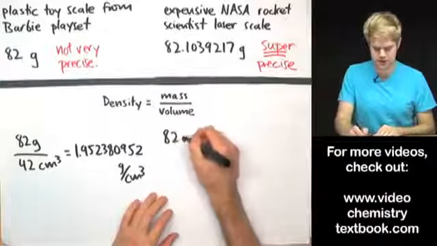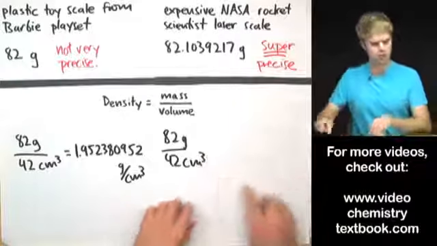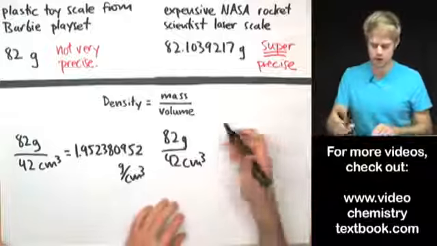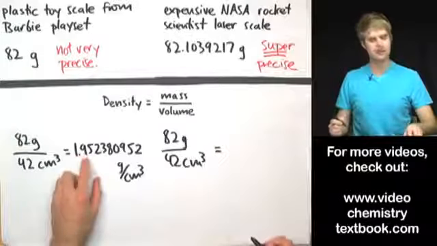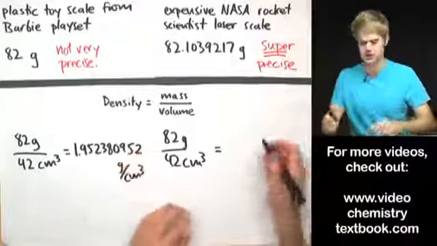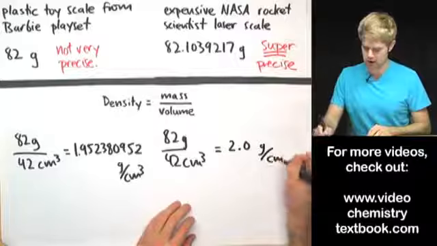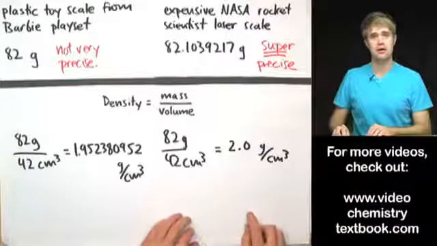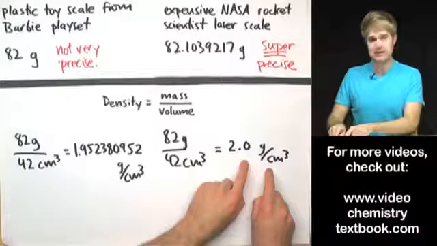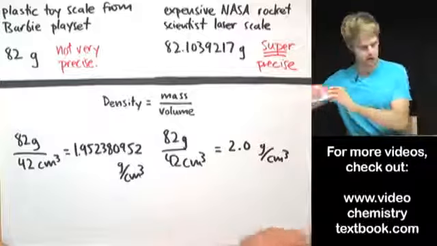If I'm using significant figures, I'll do the same calculations, but I'll realize that there are two significant figures in both of the numbers that I'm starting with, which means that my final answer here can't have more than two significant figures. So instead of 1 point all of this stuff, I'm only going to get 2.0 grams per cubic centimeter. And now in this case, the answer that I get isn't more precise than what I started with.